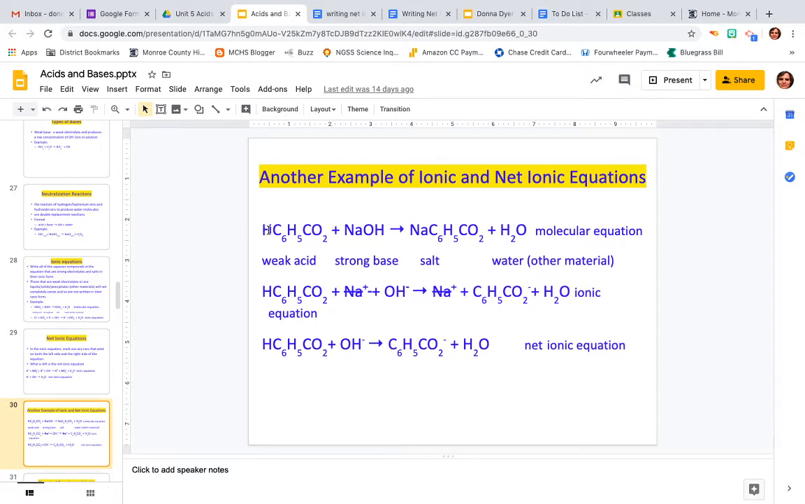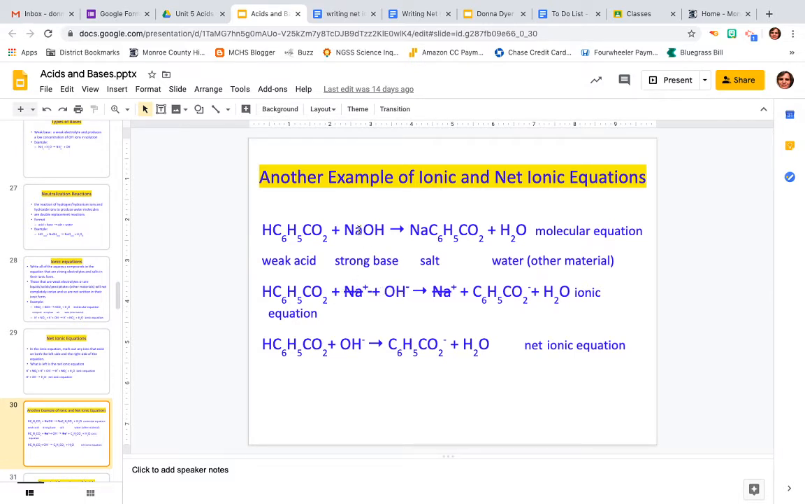So when we look at HC6H5CO2, that is an acid that is not on our list of 6 strong acids. Therefore it is a weak acid. So notice in our complete ionic equation we do not break it apart because it does not completely ionize in water. NaOH is a group 1 metal hydroxide, so it is a strong base. So we do break it apart into its ions.